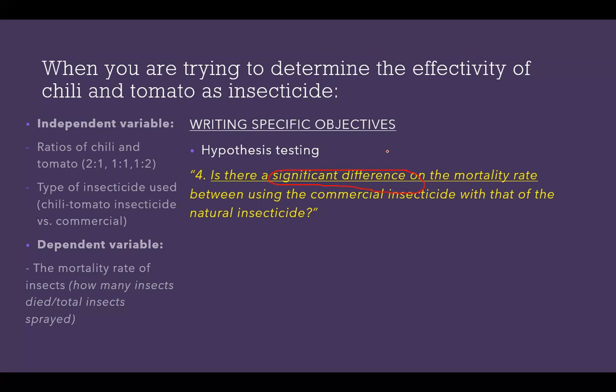So, let's try to look at this other example. When you're trying to determine the effect of introducing malunggay leaves, you have here the independent and dependent variables. Let's try to assess the independent variable. You have the type of diet, with or without malunggay. So assessment of the independent variable, check.